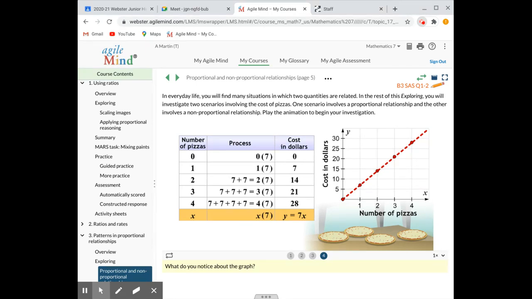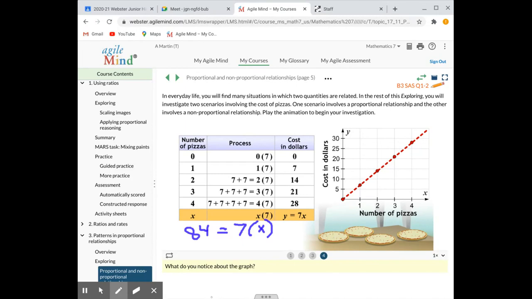If you have exactly $84 to spend, how many pizzas could you order? Okay. So I want you to put 84 in for Y. So that's 84 equals 7 times X. So we're looking for X. So to find X, how can I get this 7 by itself? What would I need to do?